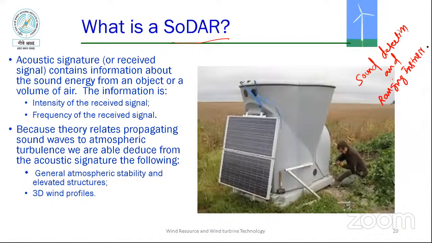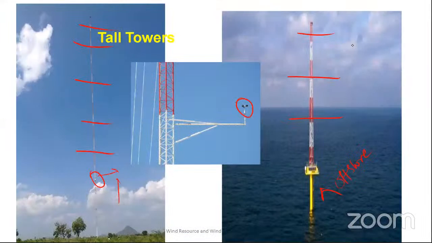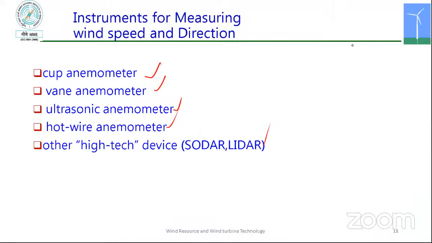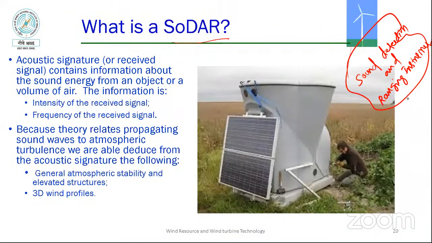Sound detection and ranging instrument. So these are the high-tech devices we use. Previously, when you wanted to do the measurement, you had to install a meteorological mast at a height of 100 meters, 120 meters, 150 meters. Here, there is no need to install the meteorological mast. Simply, you can place a device.